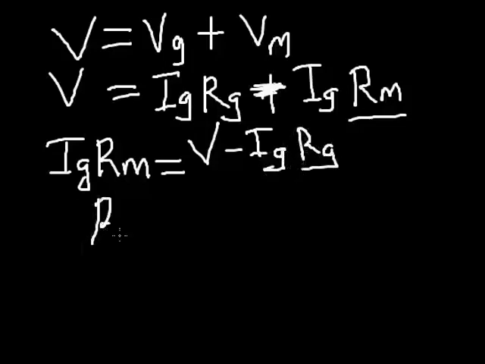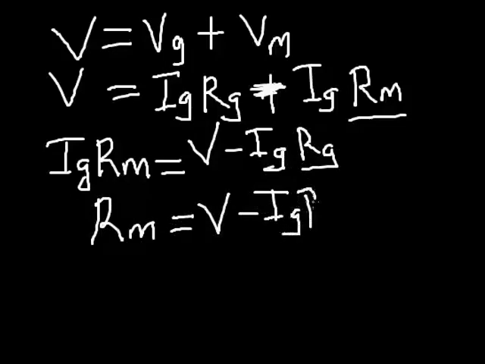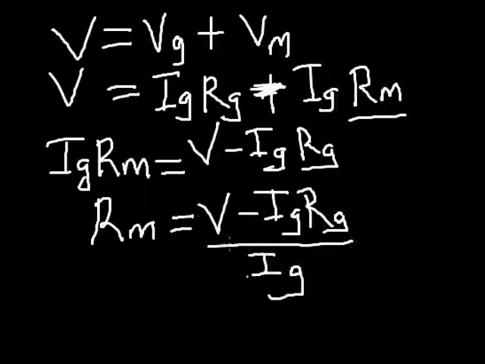So Rm, the multiplier resistor that is needed to achieve this, is going to be equal to V minus Ig Rg, then divided by Ig. V is the voltage of the voltmeter, or the voltage you want to measure. Ig is the full scale deflection of the galvanometer, and Rg is the resistance of the galvanometer.